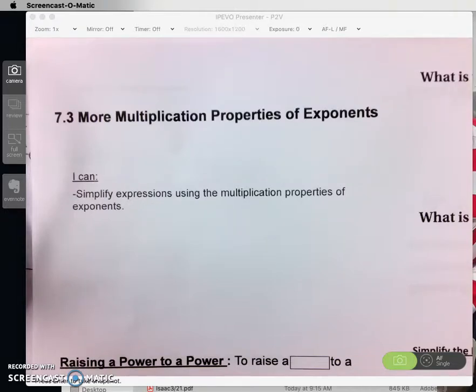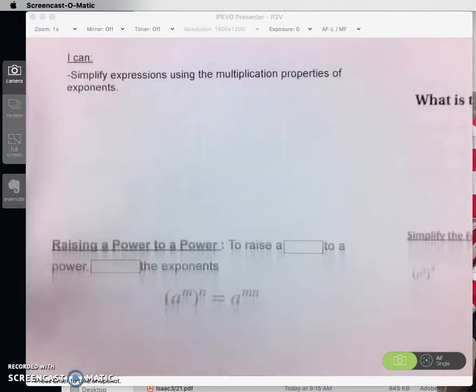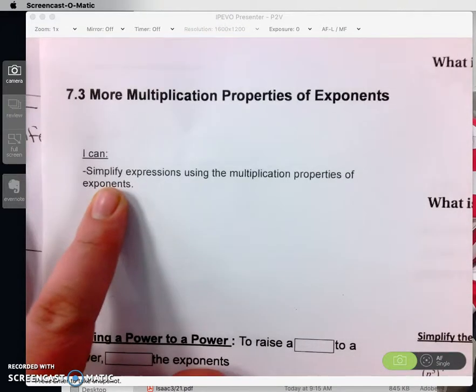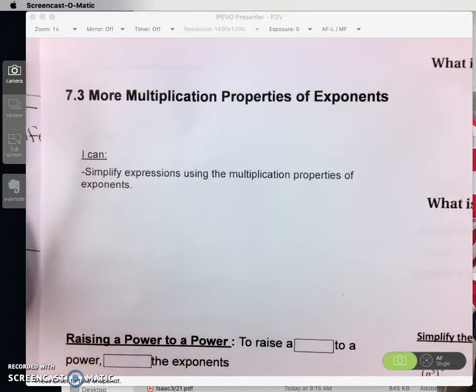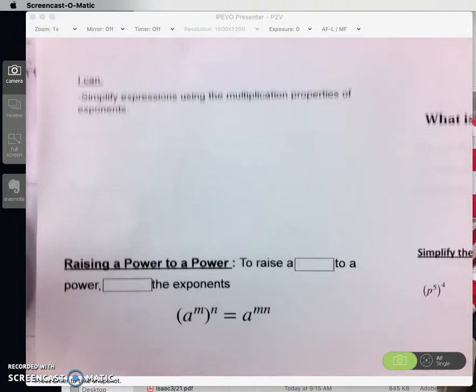Good morning. 7.3 multiplication properties of exponents. So after today we should be able to simplify expressions using the multiplication properties of exponents. Okay, raising a power to a power.